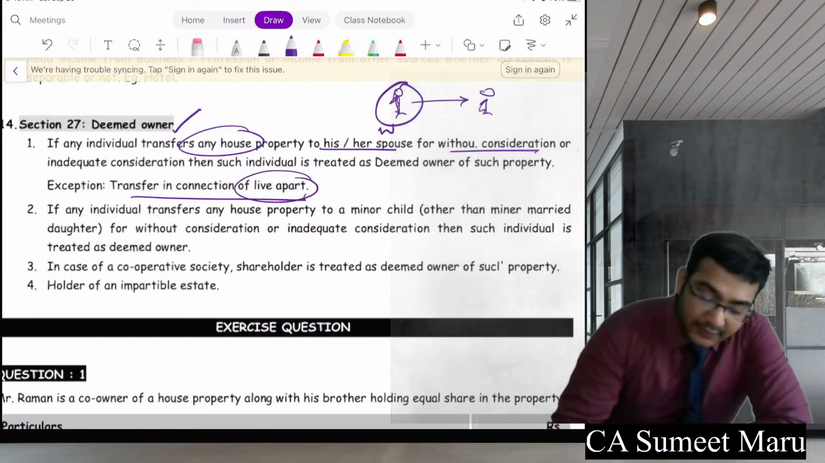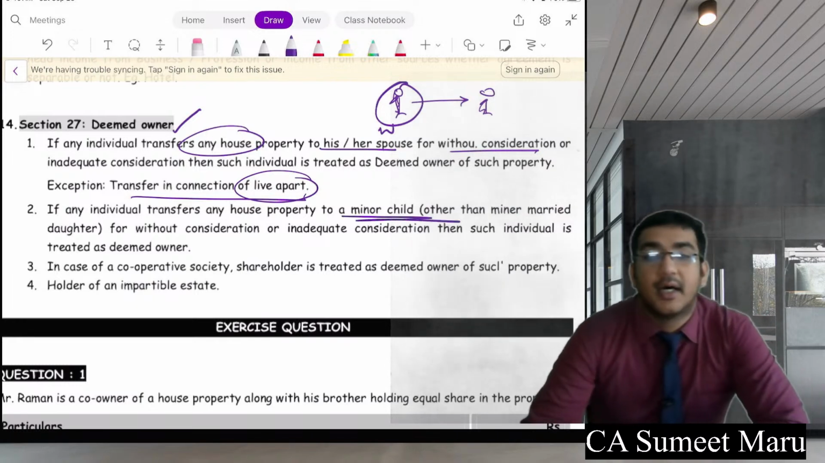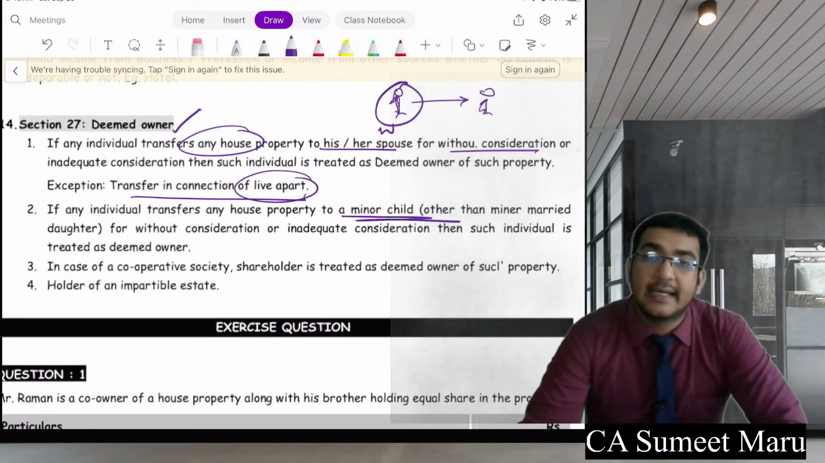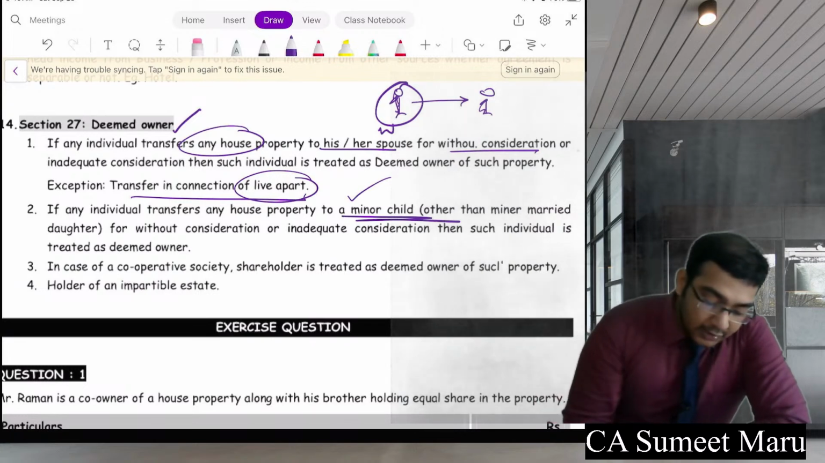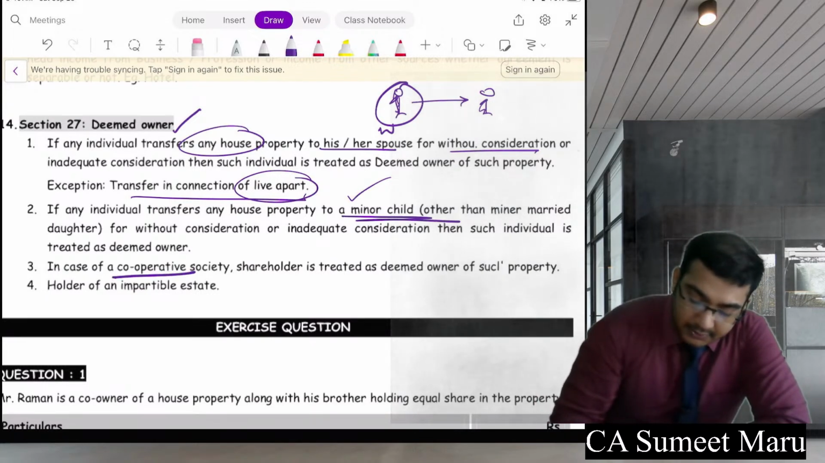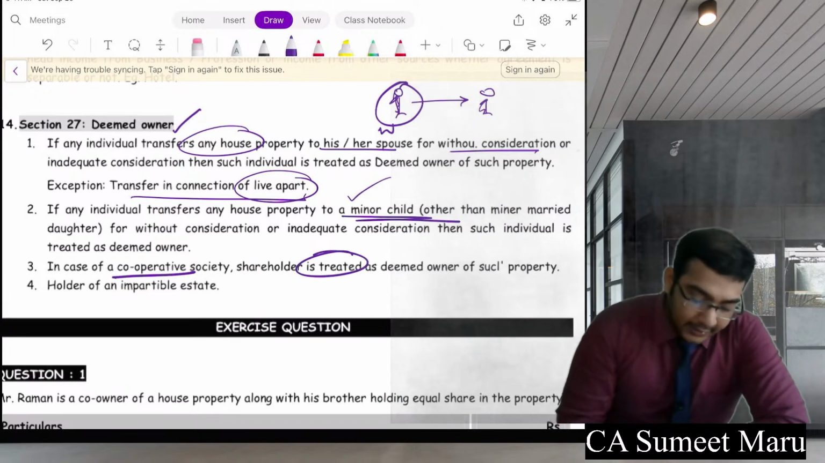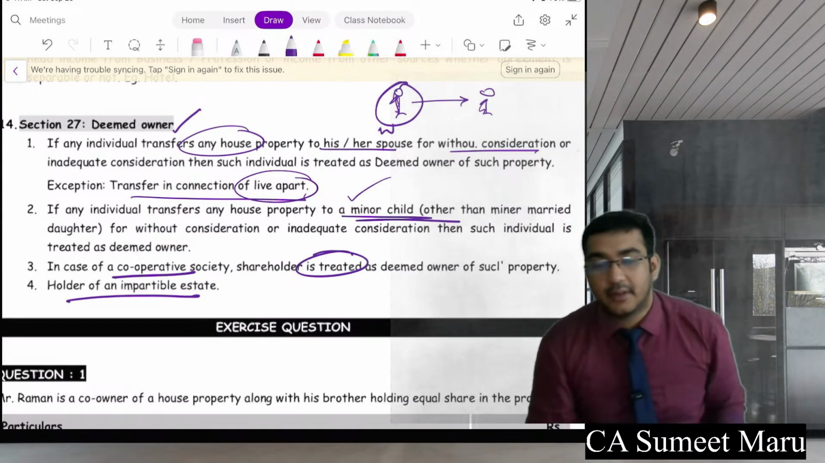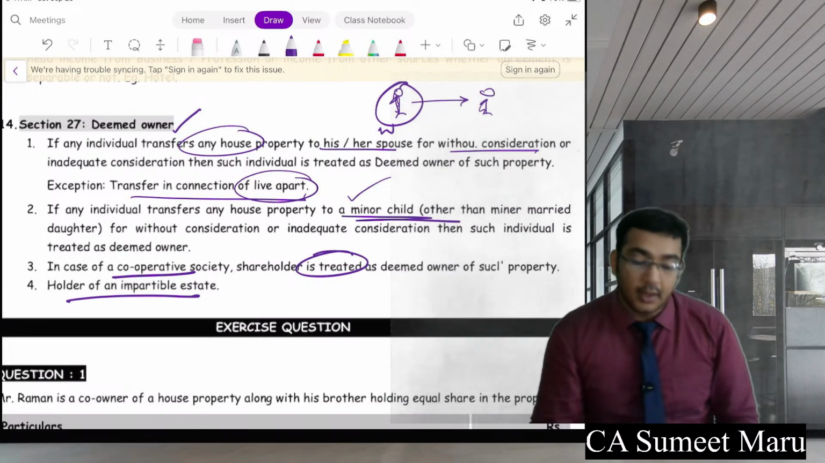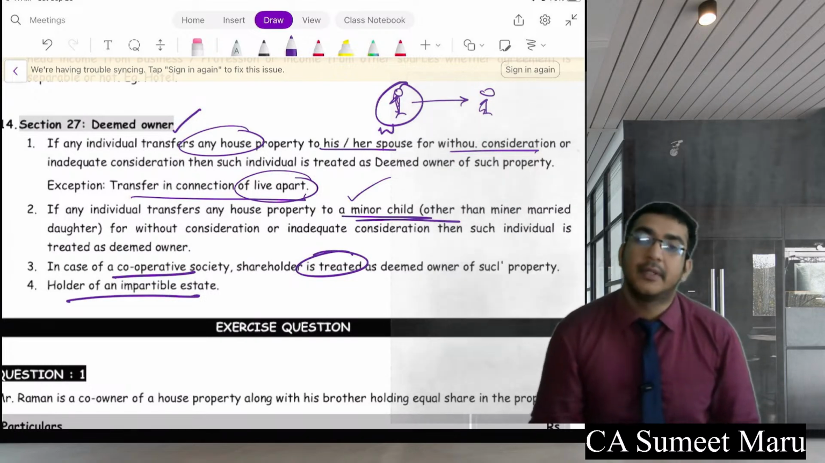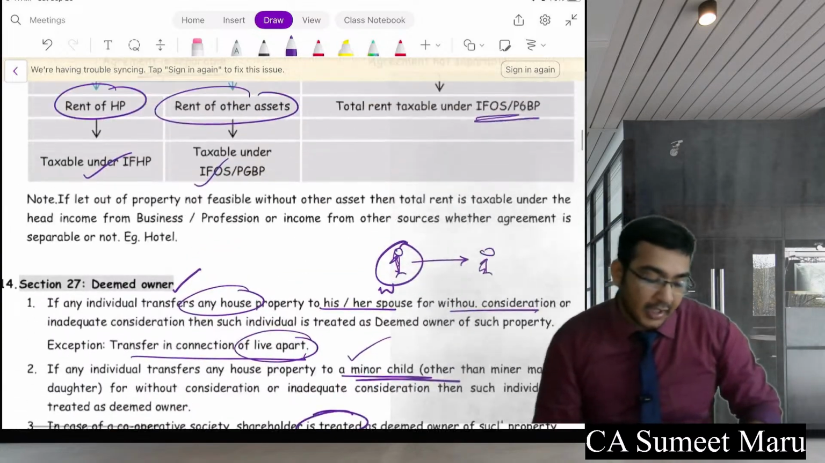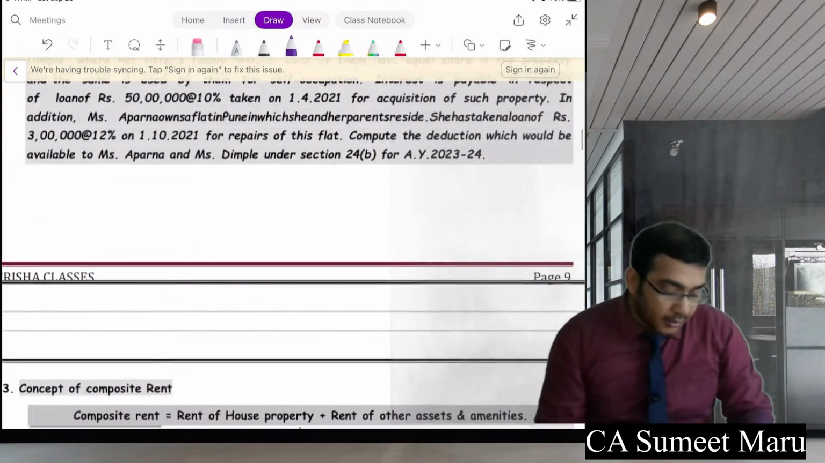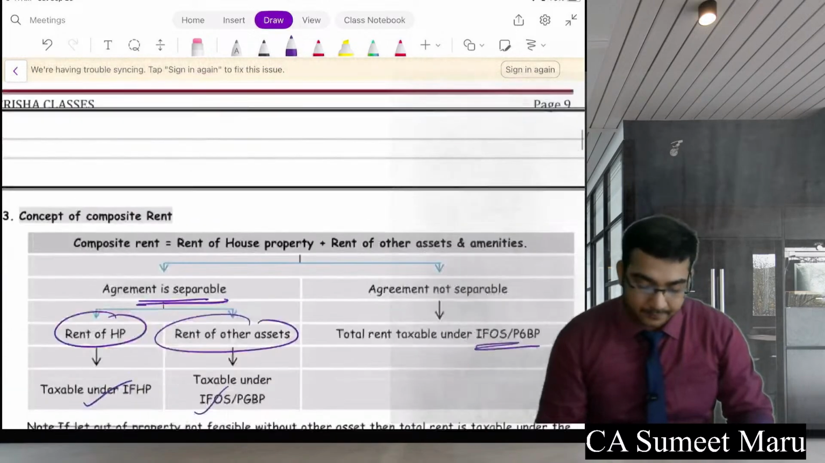Further, if an individual transfers house property to a minor child other than a minor married daughter, in that case also the transferor would be the deemed owner. In case of a cooperative society, the society will be the deemed owner, and in case of an impartible estate, Hindu impartible estate, the holder of the estate would be the deemed owner. So here we finish our chapter number 4, income from house property as well.